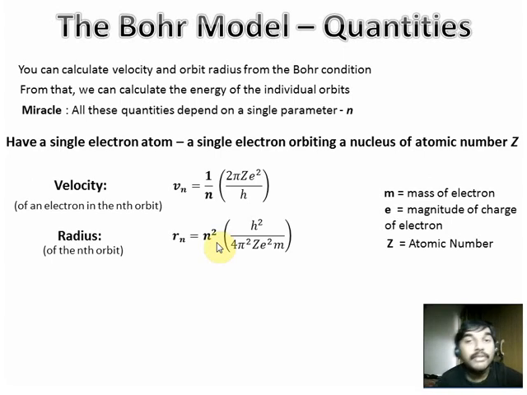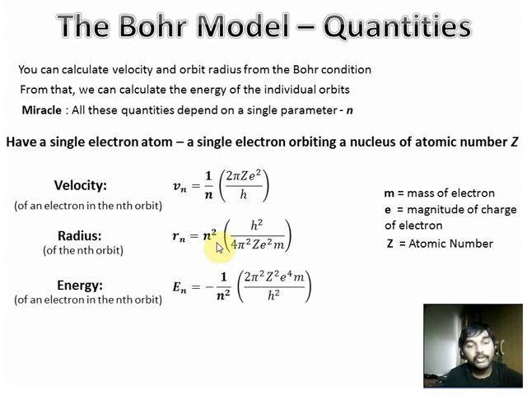And let's calculate the all-important energy. The energy again depends only on 1 by n, and you have a bunch of factors here, but these are just constants again. You can calculate them once and for all and just keep on dividing by n squared. So En is just minus 1 by n squared, and there's a crucial negative sign here.